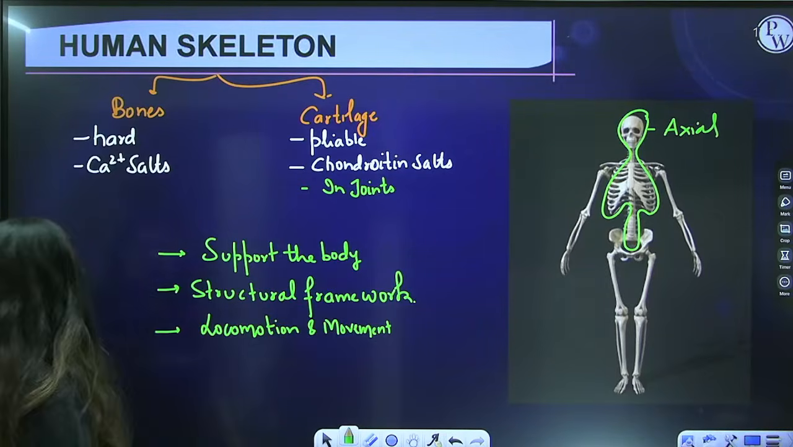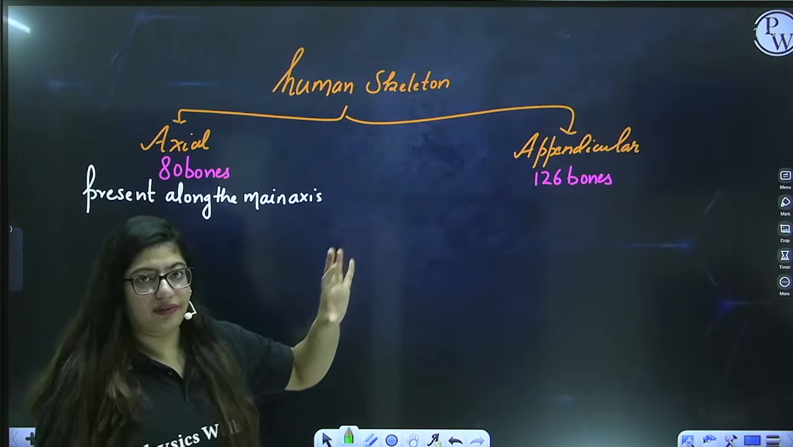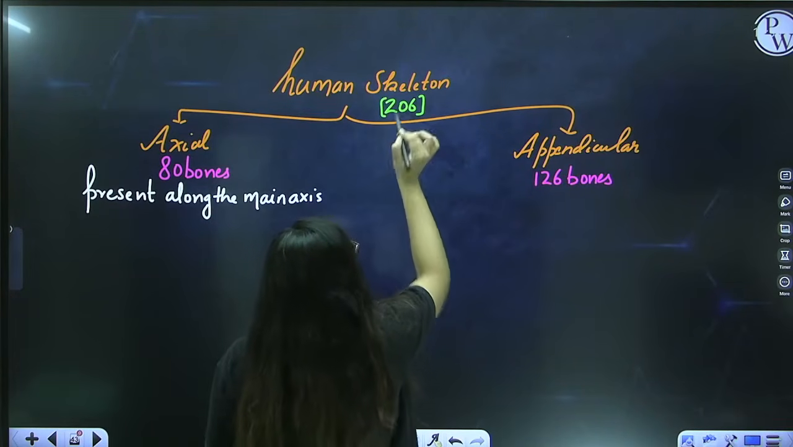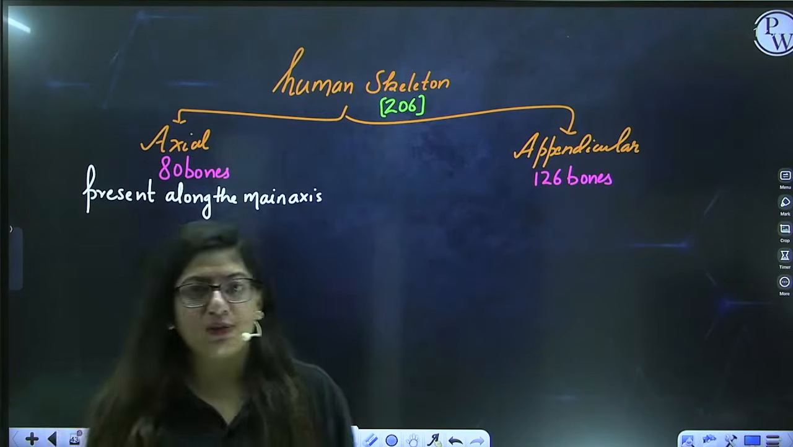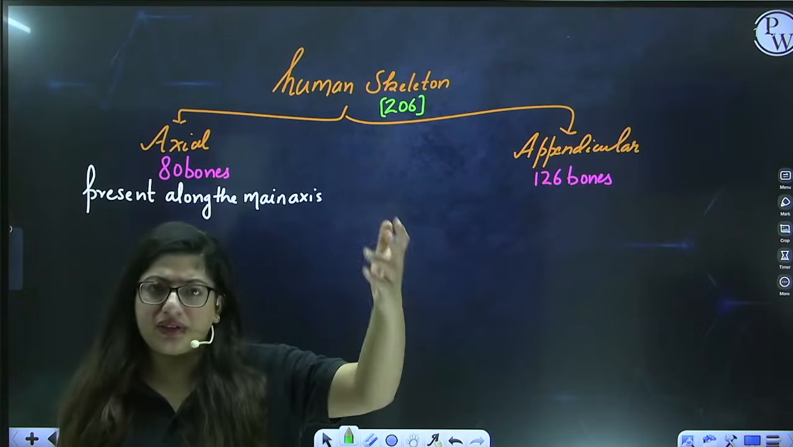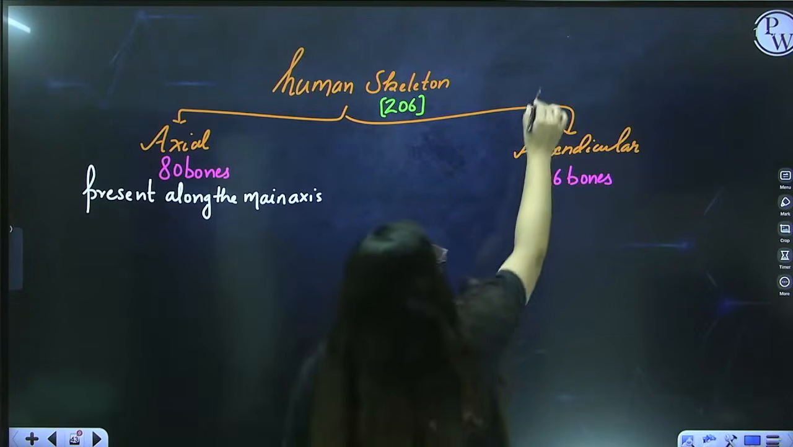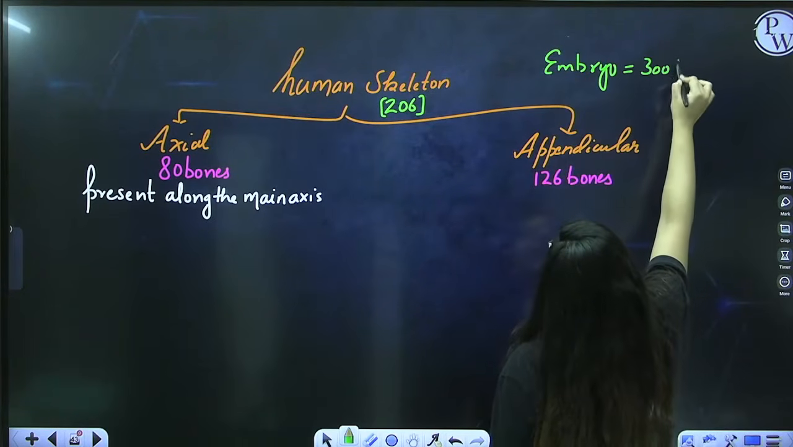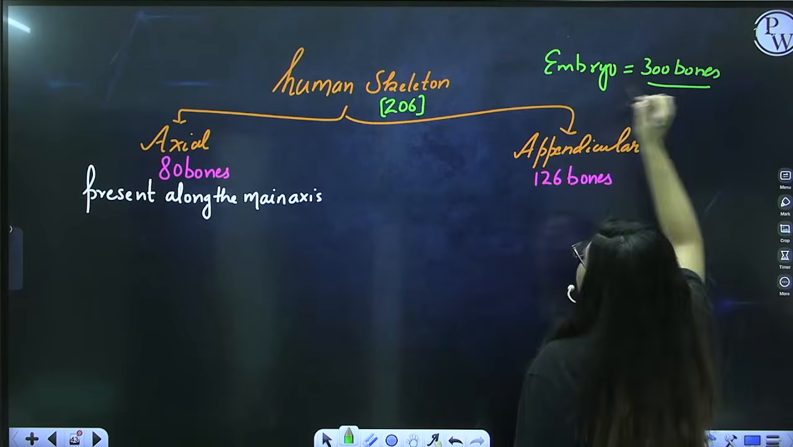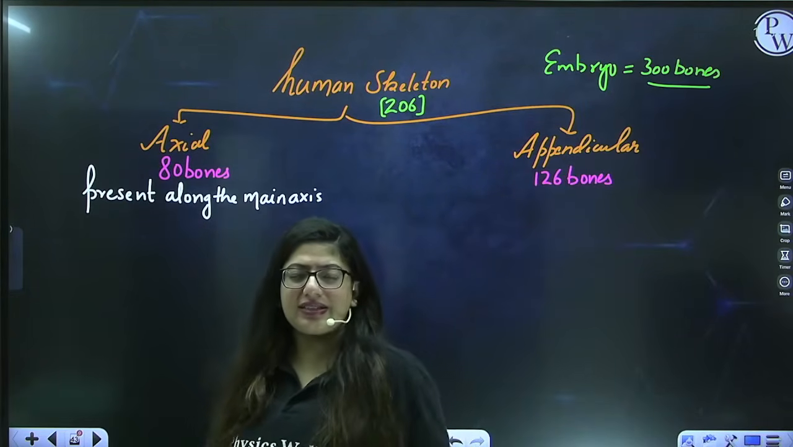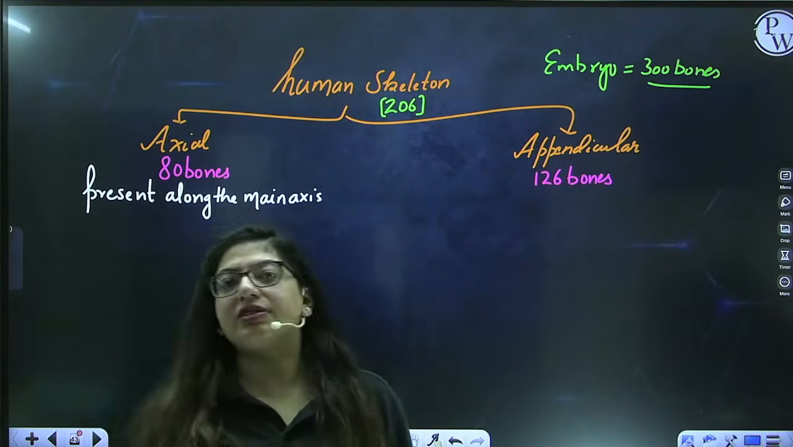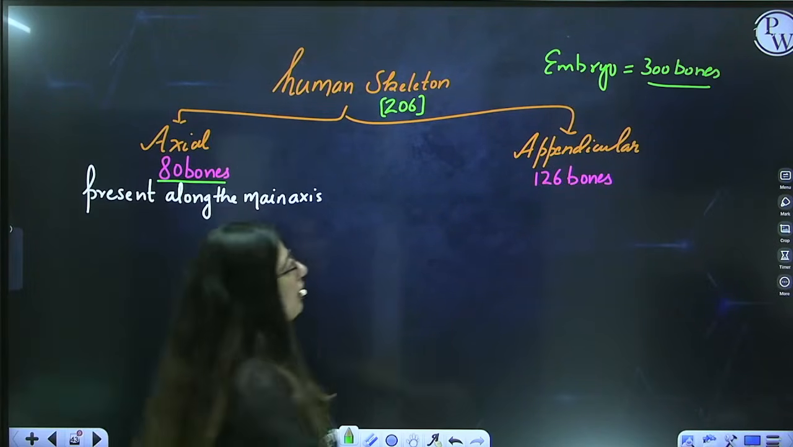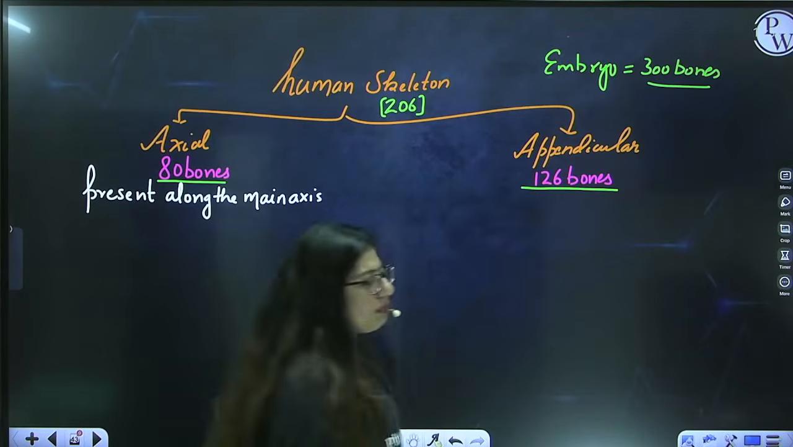So we say that your human skeleton comprises of around how many bones? Around 206 bones in the adults, right? So adults have 206 bones. The embryo has more than 300 bones, or around 300 bones, whereas the adult skeleton has around 206 bones, out of which 80 bones are part of the axial skeleton and 126 bones are part of the appendicular skeleton.